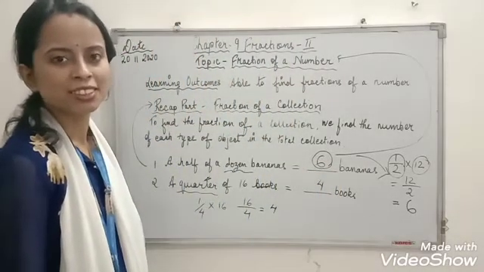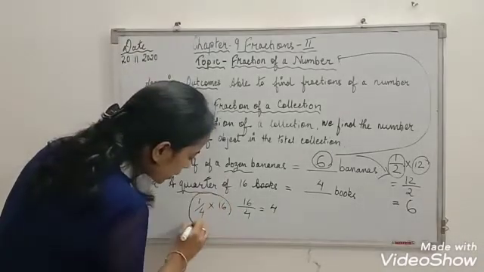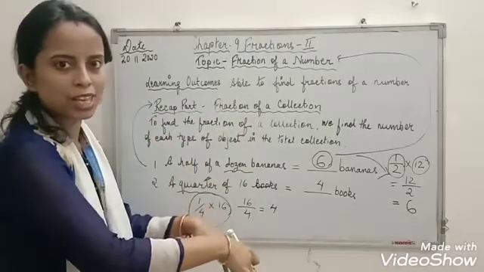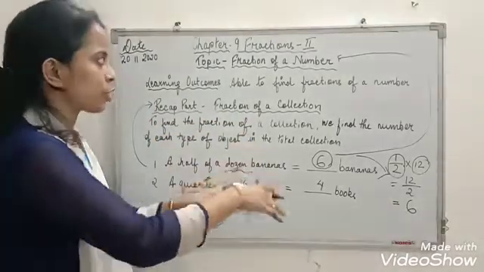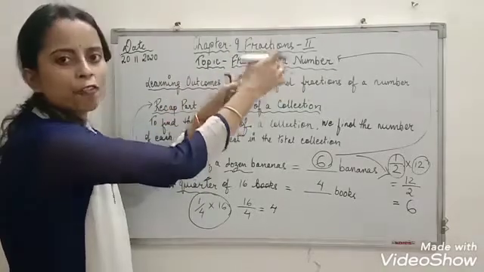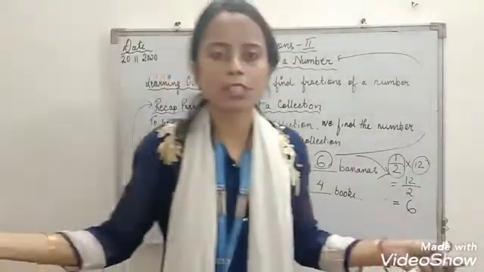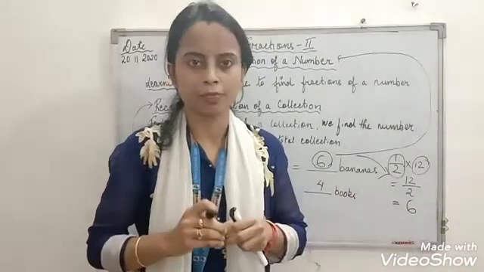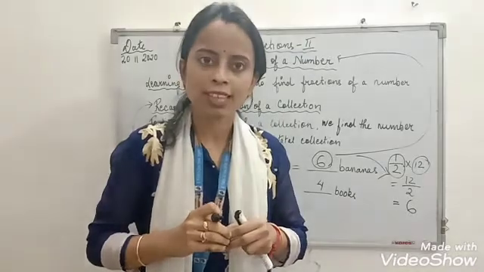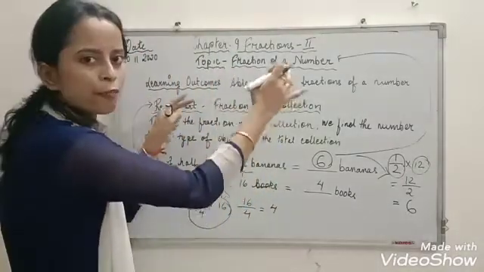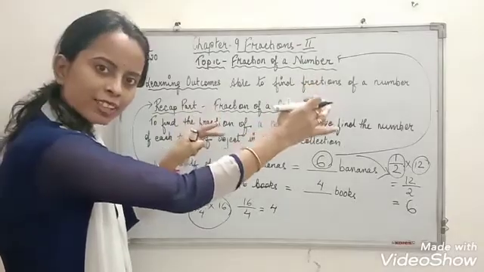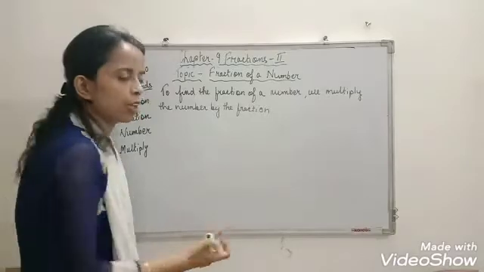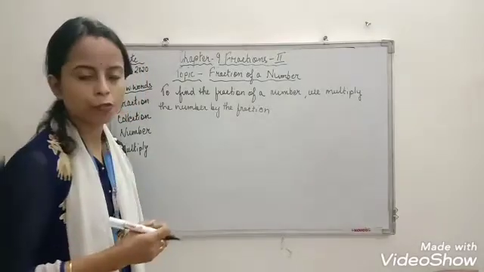Got it, children? So in this process what did we do? We found the fraction of a number. So our topic today is what? We are going to learn about the topic that is fraction of a number. In our chapter number 8, what have we learned? We have learned how to find the fraction of an object. Now, fraction of a number. Clear, children? So the topic is what? Fraction of a number.